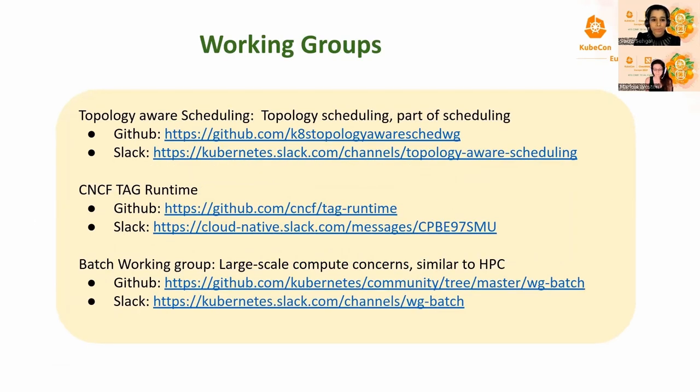Working groups are groups that are formed to solve specific problems and that typically span across multiple SIGs. So topology-aware scheduling is a project that spans across SIG node and SIG scheduling. It is not an official Kubernetes working group, but a bunch of people that have come together from different organizations trying to solve the problem of scheduler being NUMA unaware. The GitHub organization linked here will provide you all the documentation, artifacts, and components you need to get started on this.